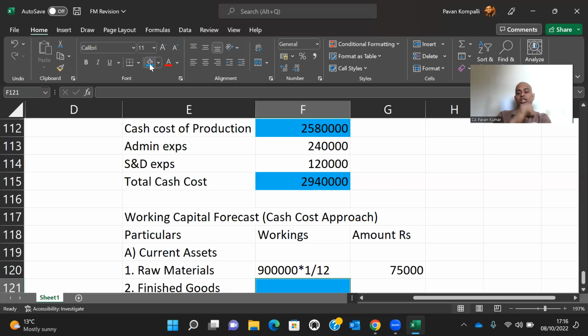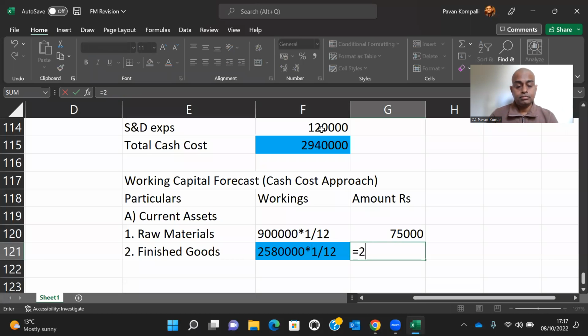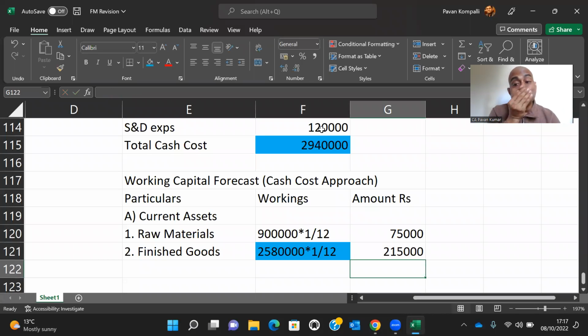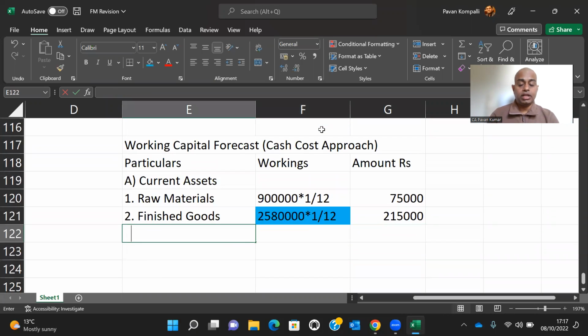Correct. What about others? Based on cash cost of production, 25 lakh 80,000, which is already there in your working note. 25 lakhs 80,000 into 1 by 2. How much is it? Is it 2 lakhs 15,000? Correct. 3, debtors.